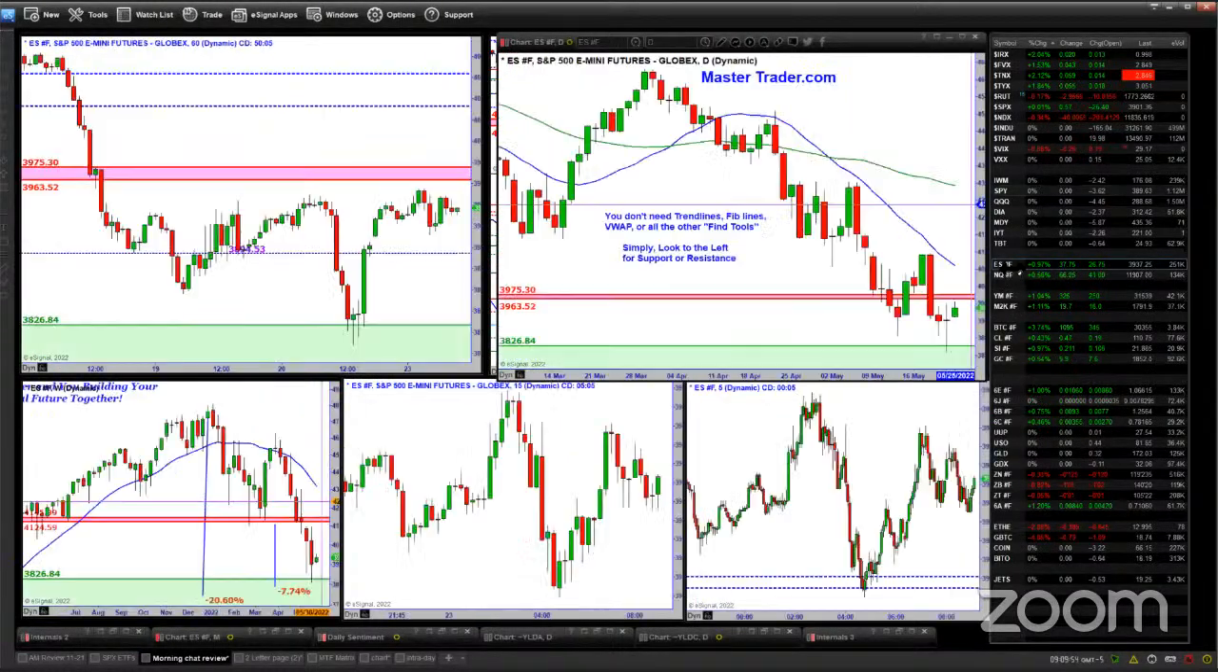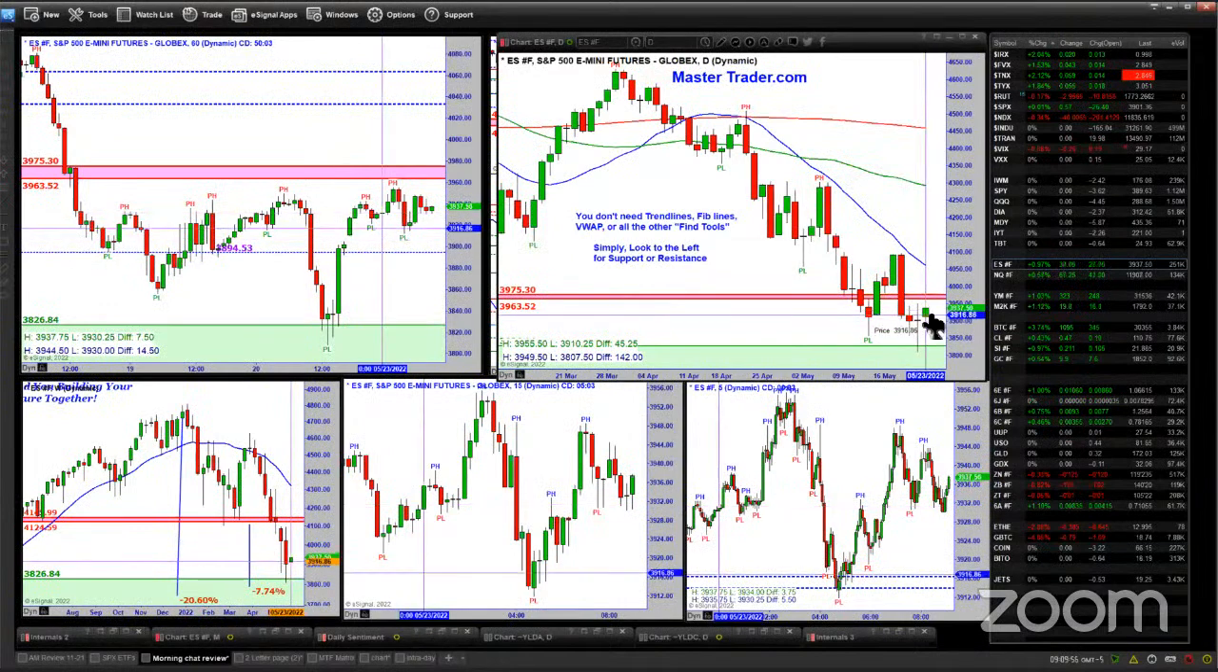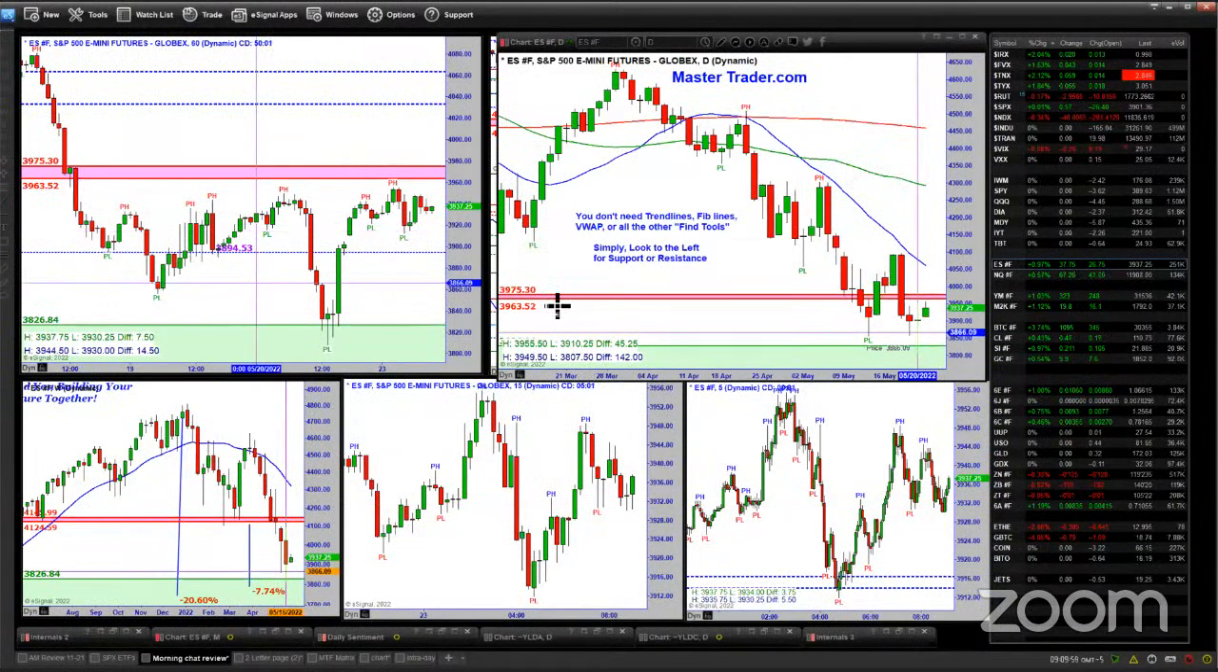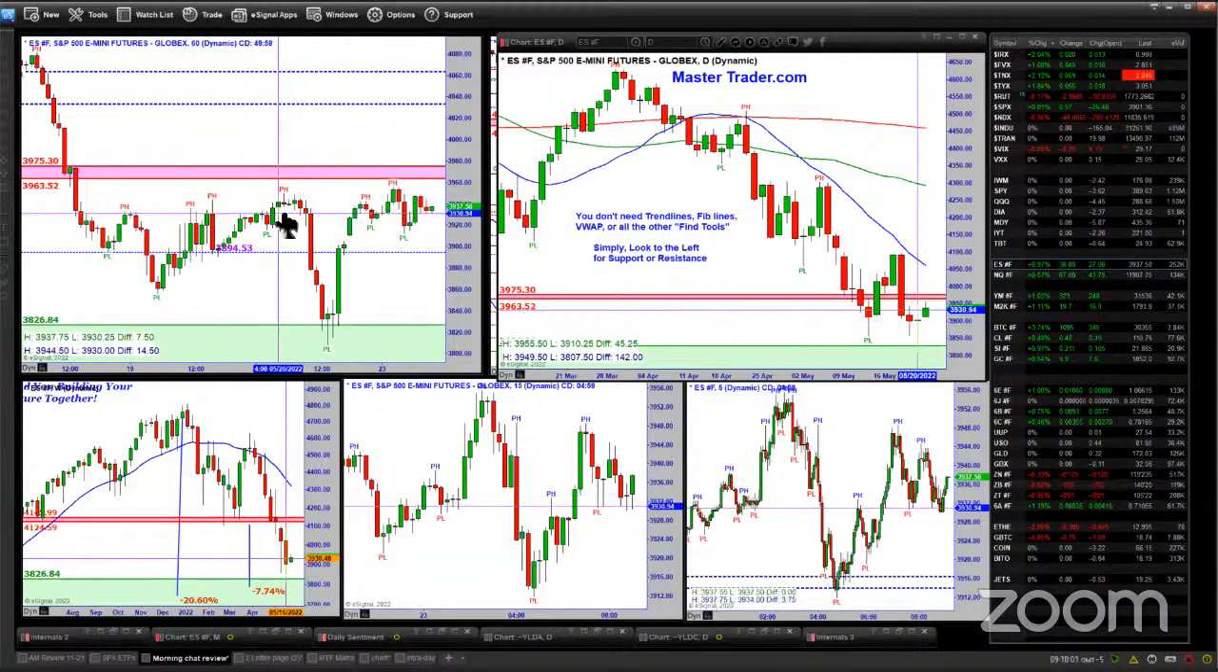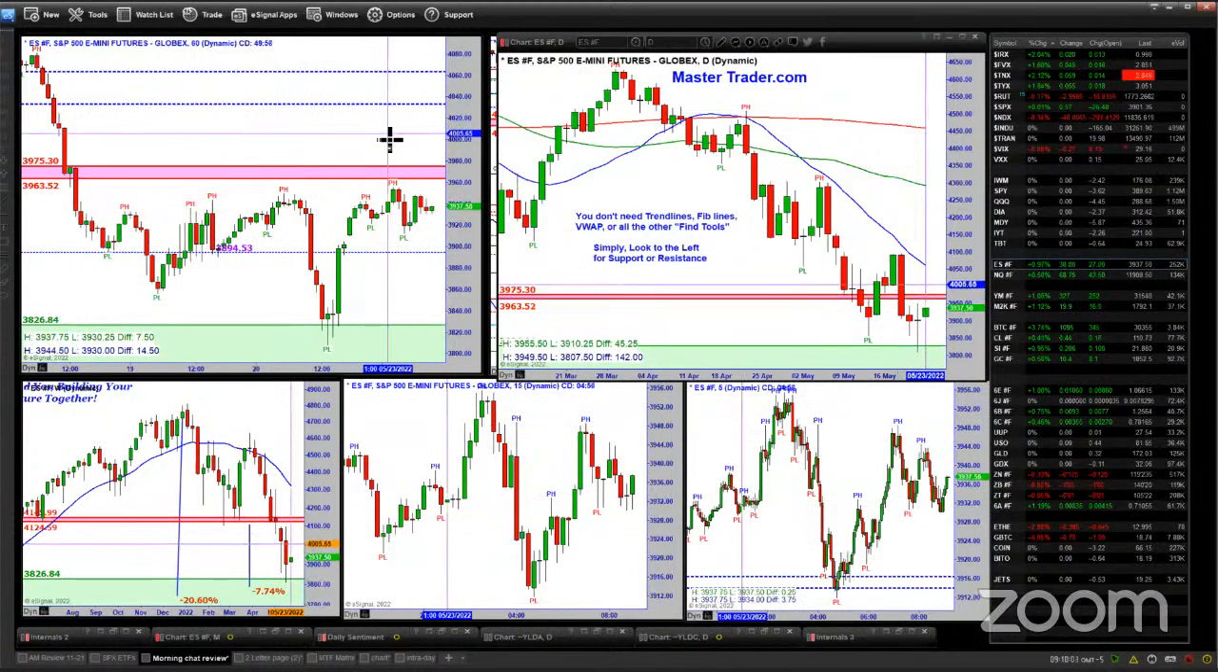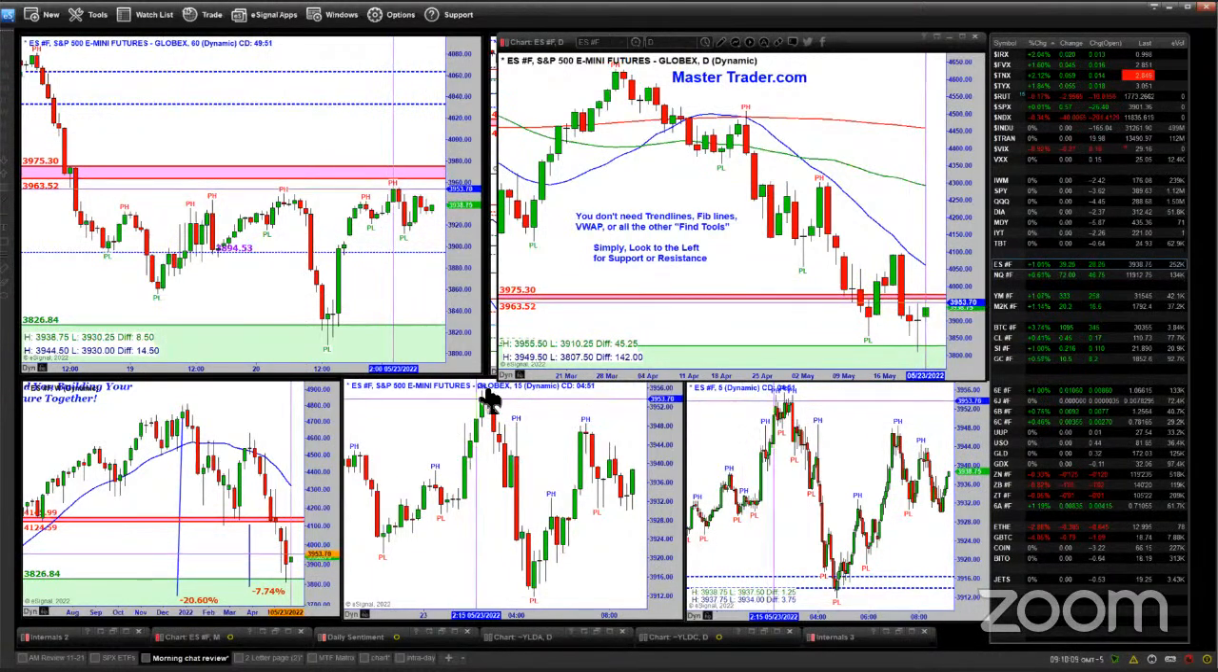Futures, we see no big deal so far, just trading at the top of the range, resistance right there. 4,000 aligned with absolutely nothing. We'll see what that can do.